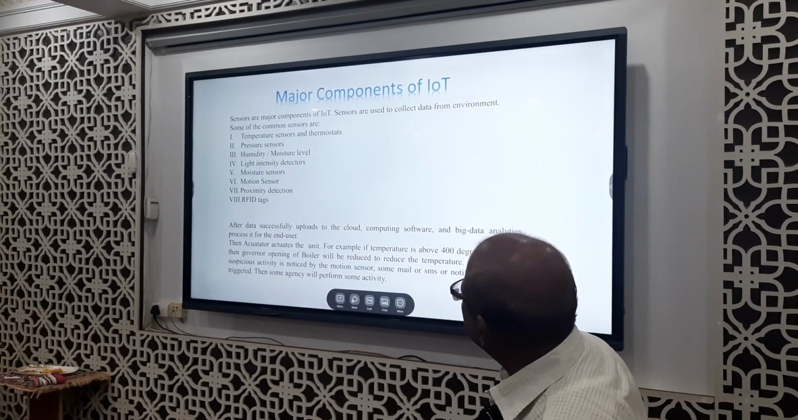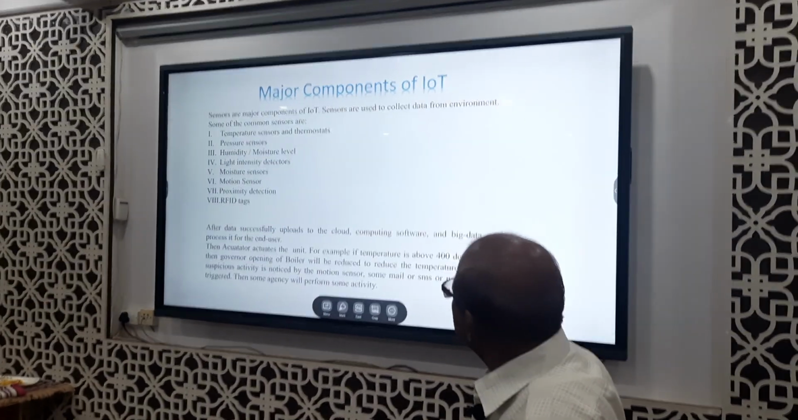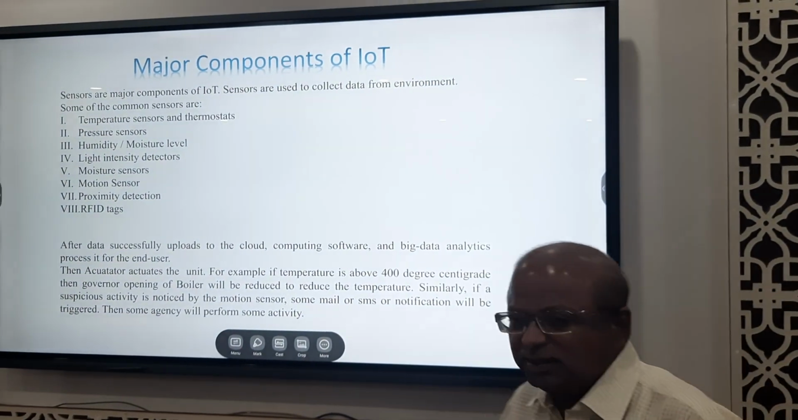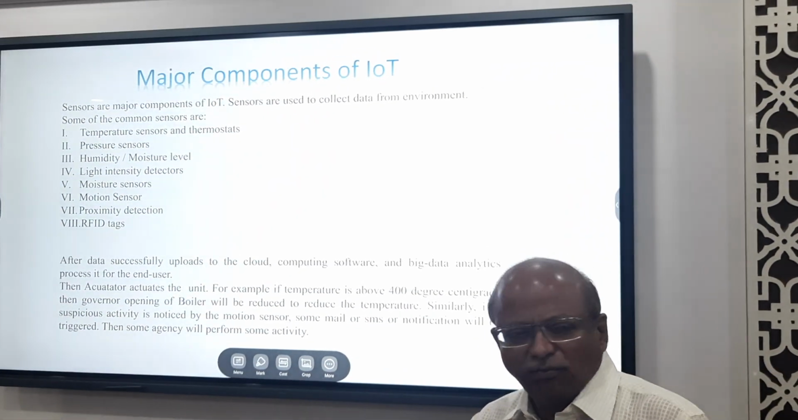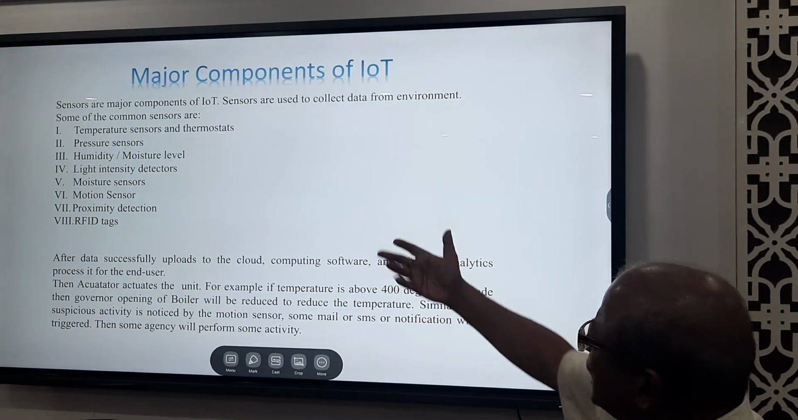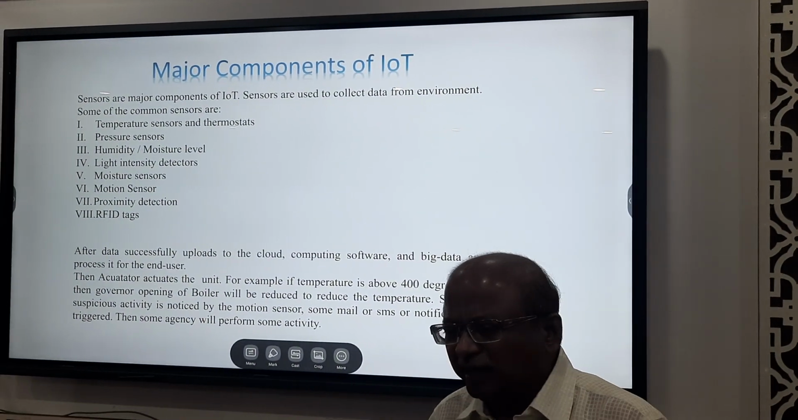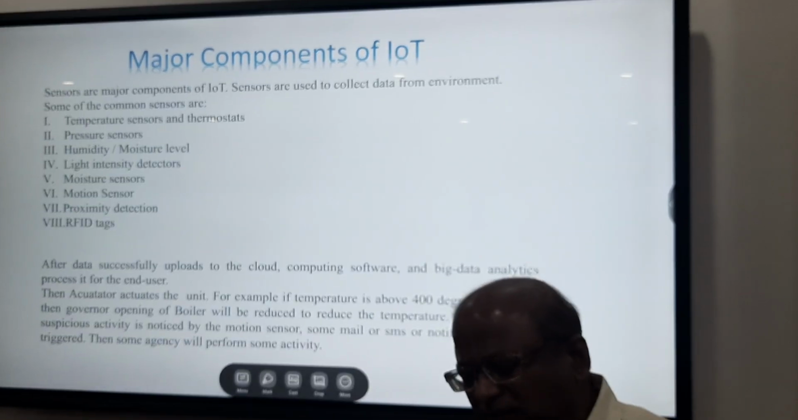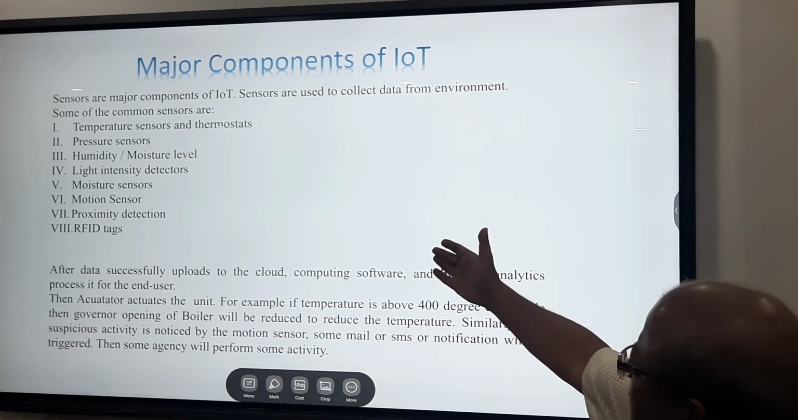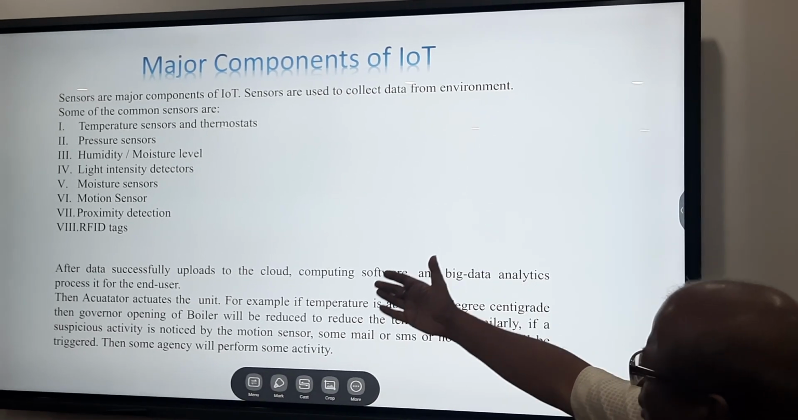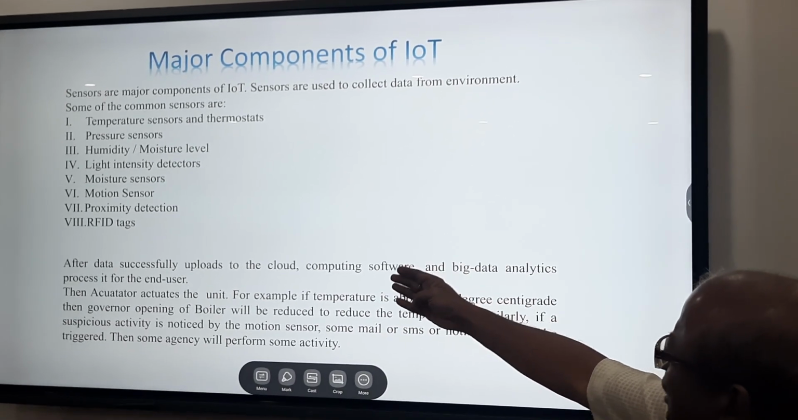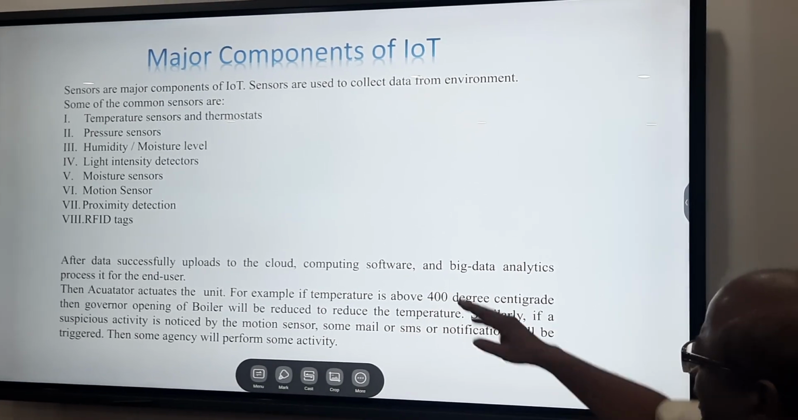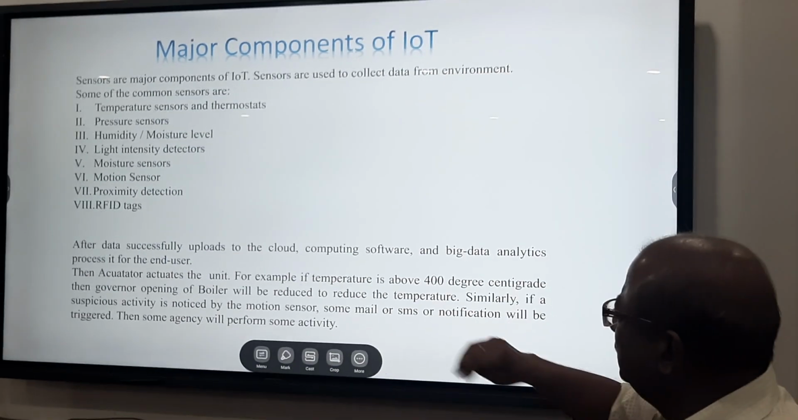So, as I told, what are the major components of IoT? Sensors are major components of IoT. And why sensors? Sensors are used to collect data from the environment. There may be various types of sensors, as I told earlier, even in a mobile there are some sensors. In our human body, eyes, nose, etc. are sensors. Here also there may be a temperature sensor, also called thermostat, thermocouple, pressure sensor, humidity sensor, moisture sensor, light intensity detector, motion sensor, proximity sensor, etc.